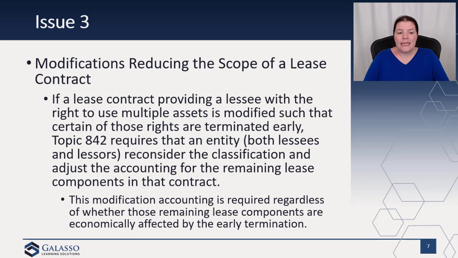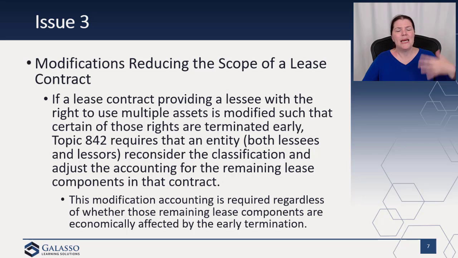And then last but not least in this area, relating to modifications that reduce the scope. Obviously, COVID-19 probably made this a little bit more popular. So if a lease contract providing a lessee with the right to use multiple assets is modified, in those scenarios, we actually require that you have to go back and look at the classification and adjust the accounting for the remaining components. So say there's 3 items in this lease and we terminate 1 of the 3, we trigger basically a remeasurement, even if there's nothing changing economically with the 2 other items. Just because we terminate the first one, it requires us to then trigger remeasurement.